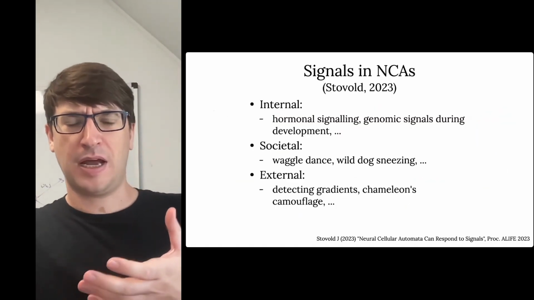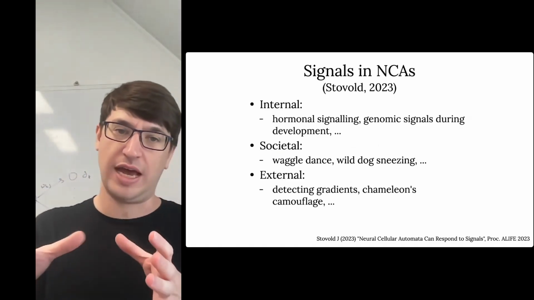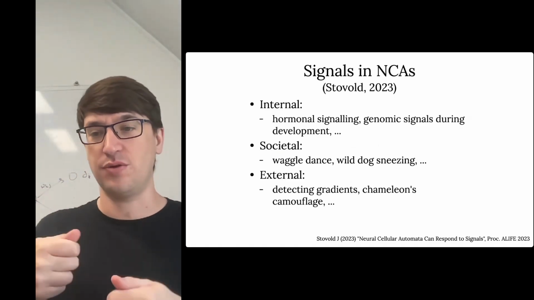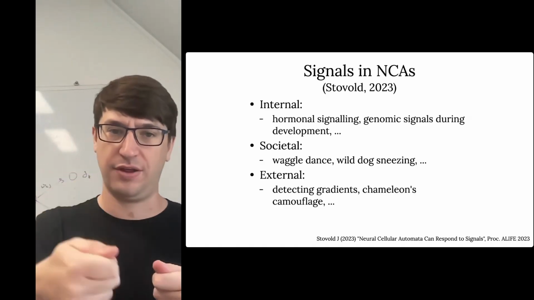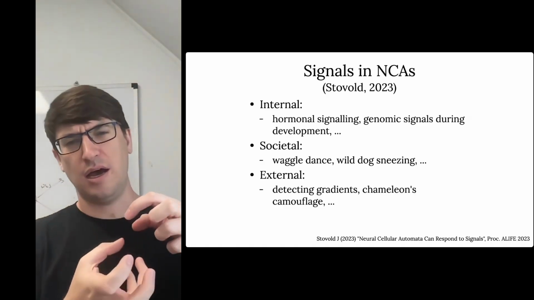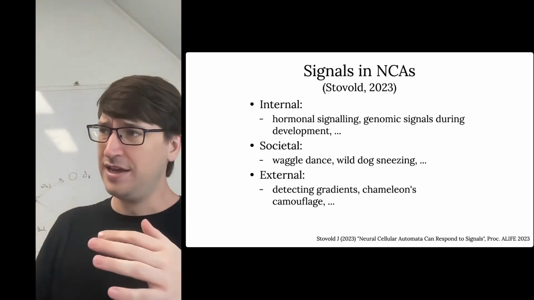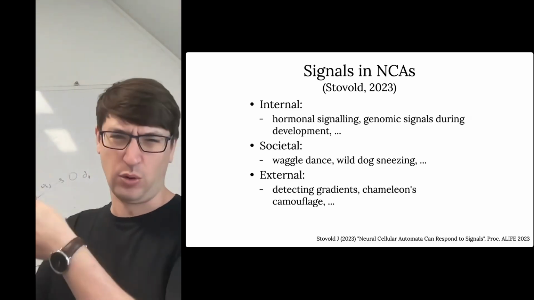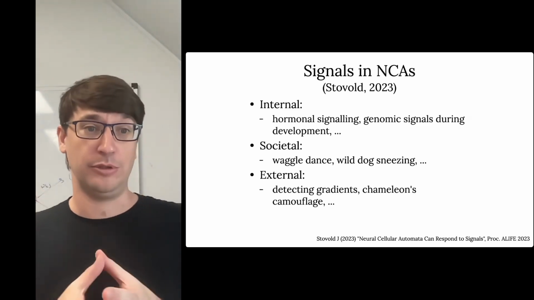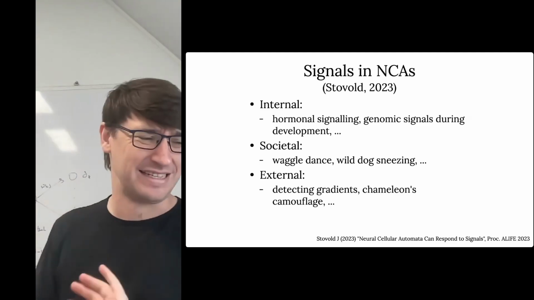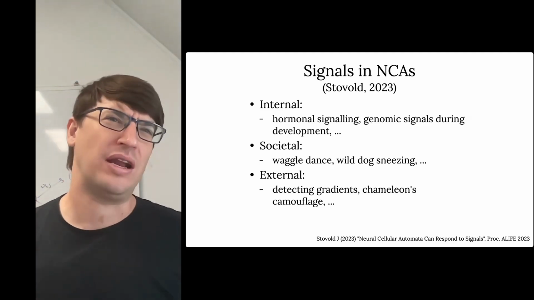A couple of years ago in Japan, I presented some work which looked at how we could adapt NCAs so that the organisms we grow can actually respond to different types of signals. I identify three groups of signaling, and we focused in that work on the internal and the external signaling. So that's internal to the organism, something like a hormone or a genomic signal, or external, i.e. something coming from the environment. And I waved my hands a little bit and skimmed over societal signaling because, well, it's really difficult.